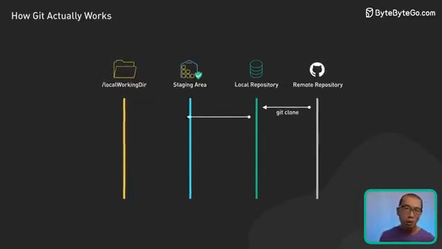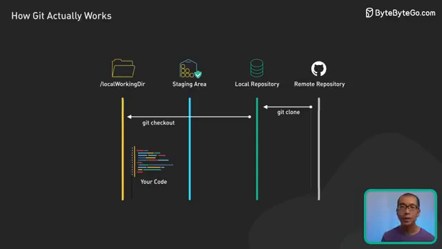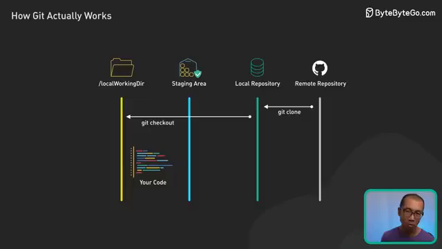With the repo cloned locally, let's look at where the code lives. When you start working on a file, you're in the working directory. This is your local development environment where you make changes to your code.